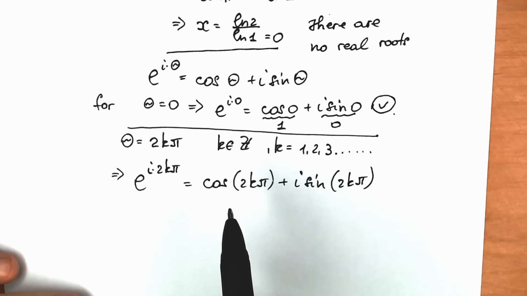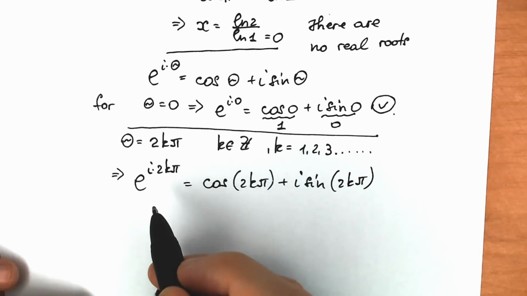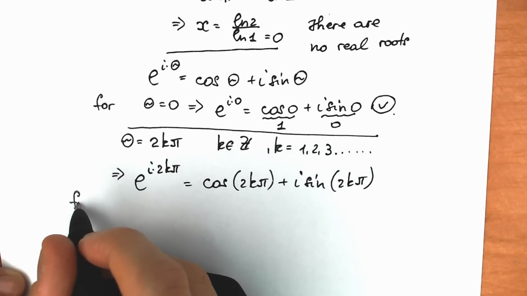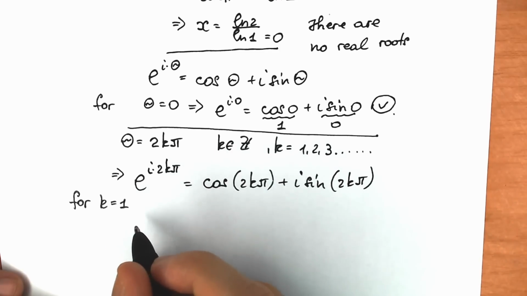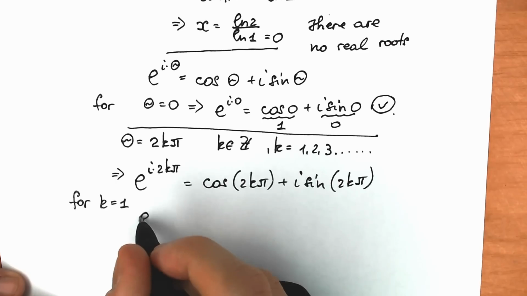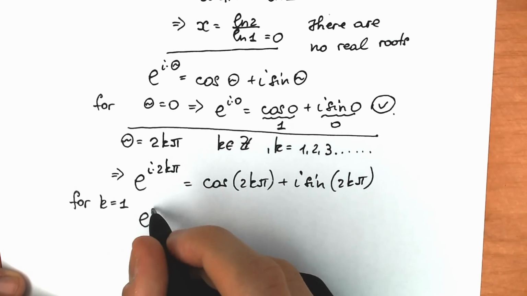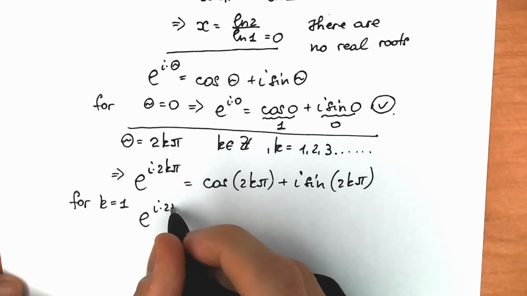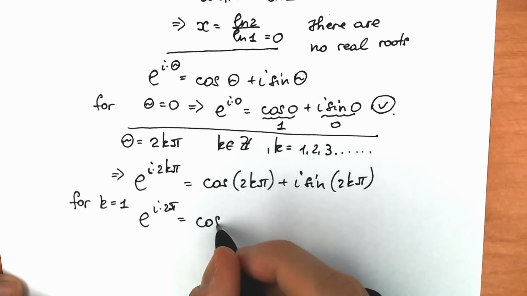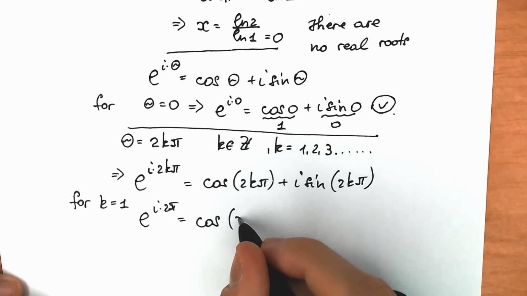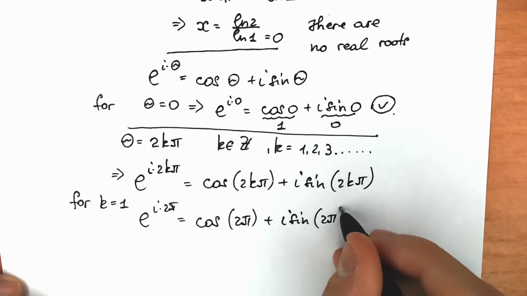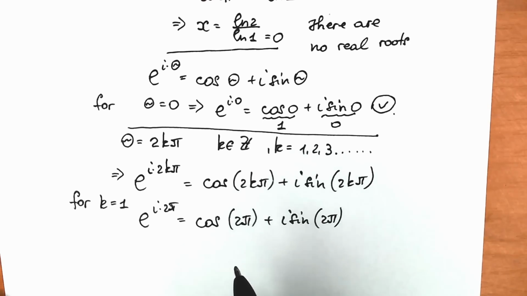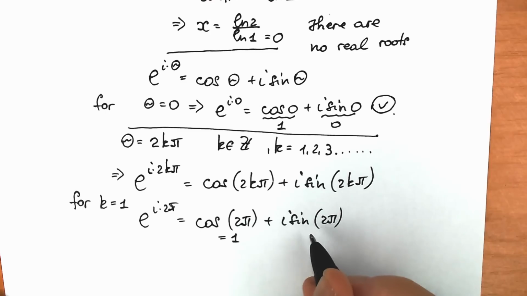And right now here is a tricky moment, because I'm going to talk about special cases. So let's see what will happen when k is equal to 1. As a result, what do we have? e to the power i times 2 pi equal to cosine 2 pi, because k is equal to 1, plus i sine 2 pi. Okay, and let's see what will happen. Cosine 2 pi and sine 2 pi we can easily find. Cosine 2 pi equal to 1, okay, and sine 2 pi equal to 0.